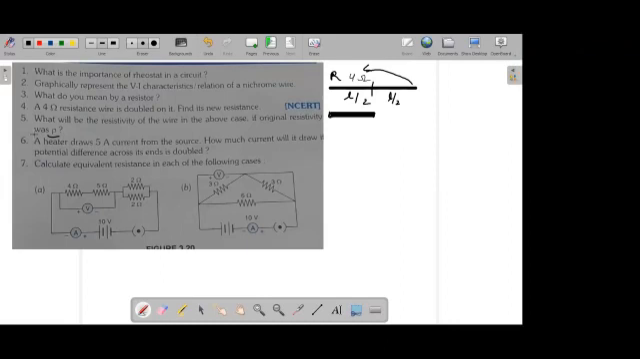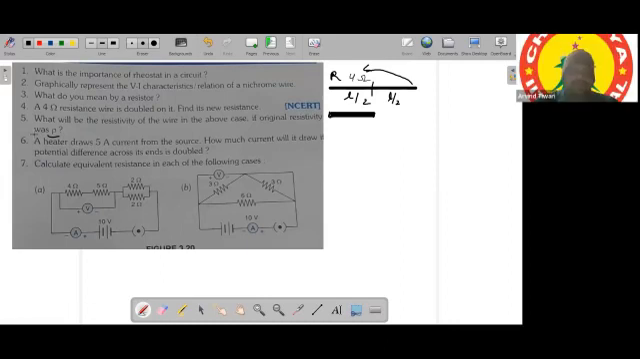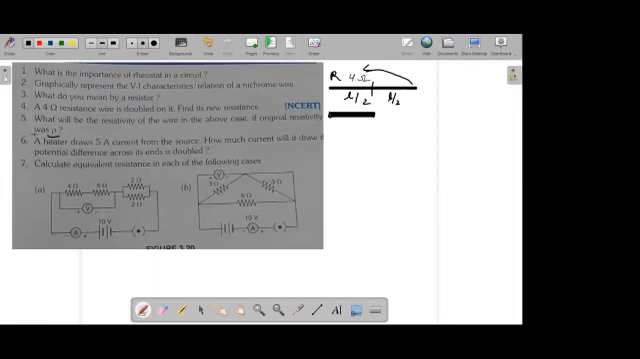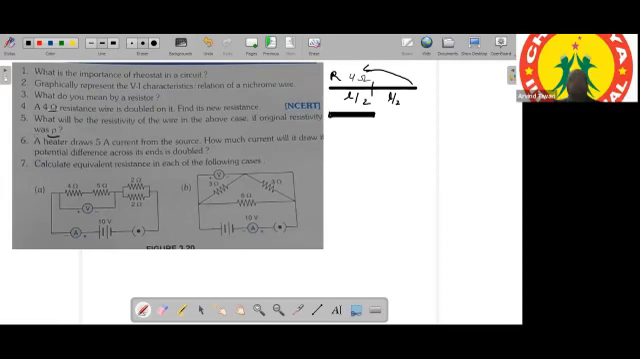Sir, can you repeat? I was unable to hear you. Which one? The sixth one, sir. Sixth one. The potential difference is directly proportional to current. We know V is directly proportional to I, or I is directly proportional to V.